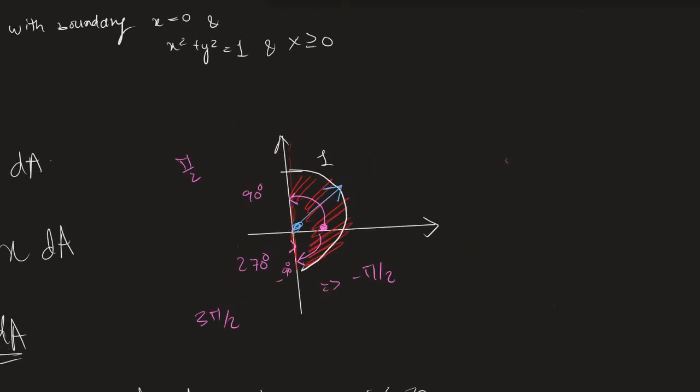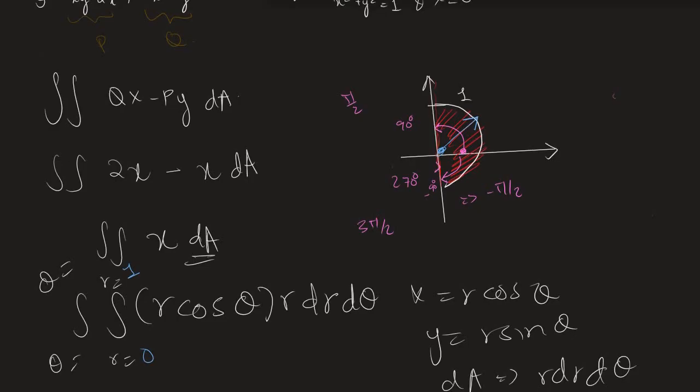And if you don't know how to convert from degrees to radians, it's very simple. You simply take 90 degrees and multiply it by pi over 180 degrees. So then it's pi over 2. It's as simple as this.